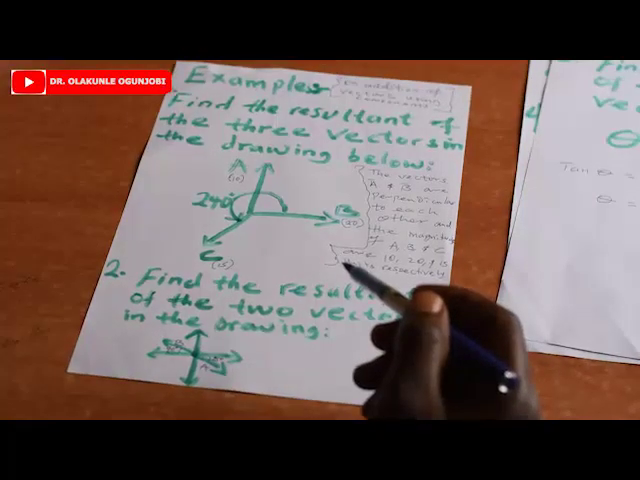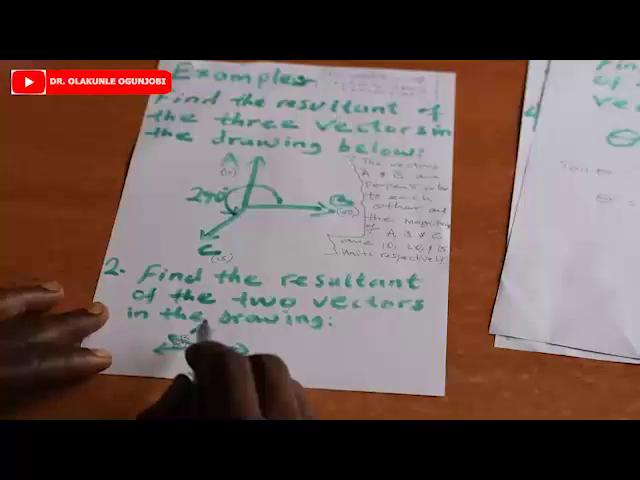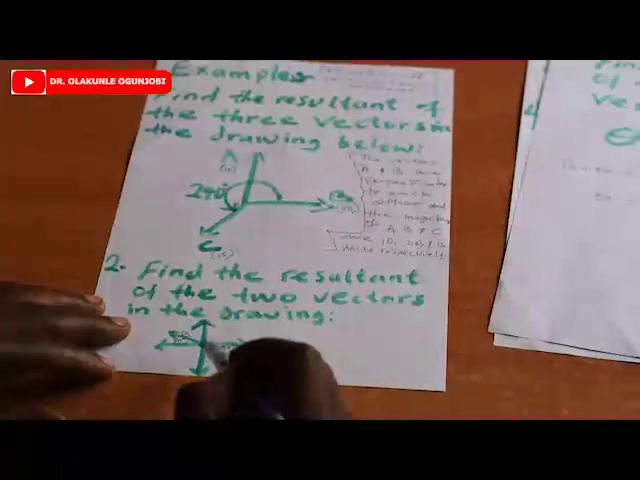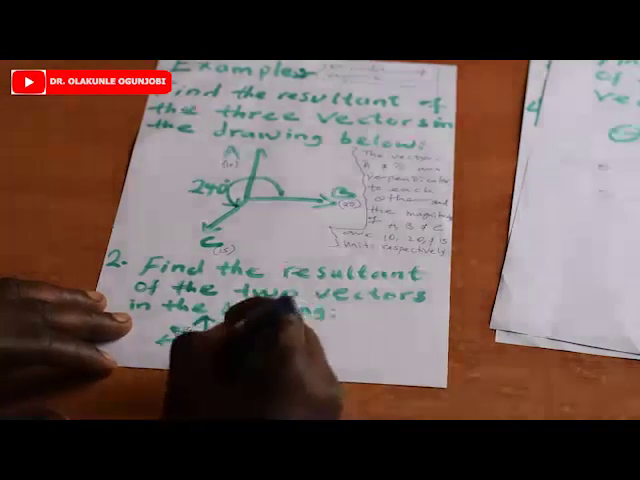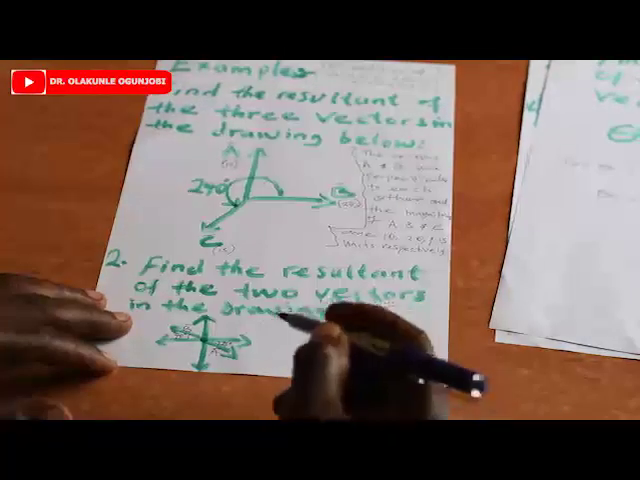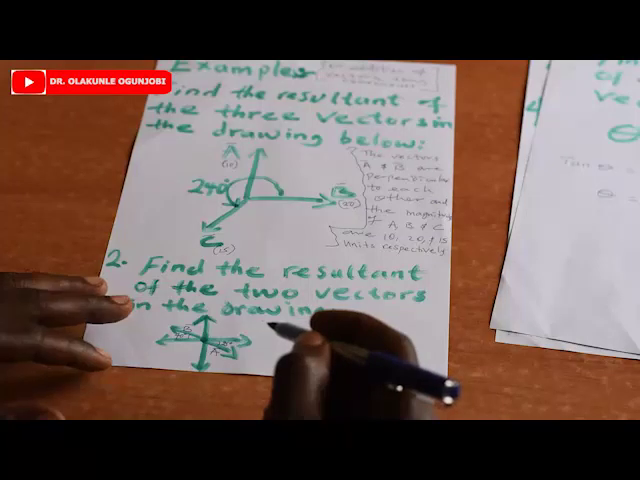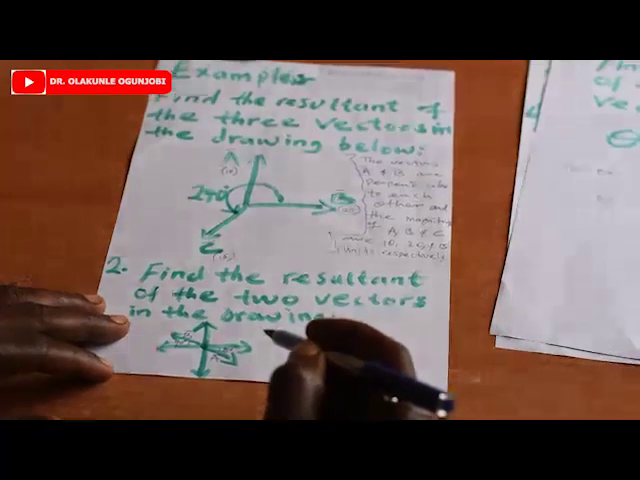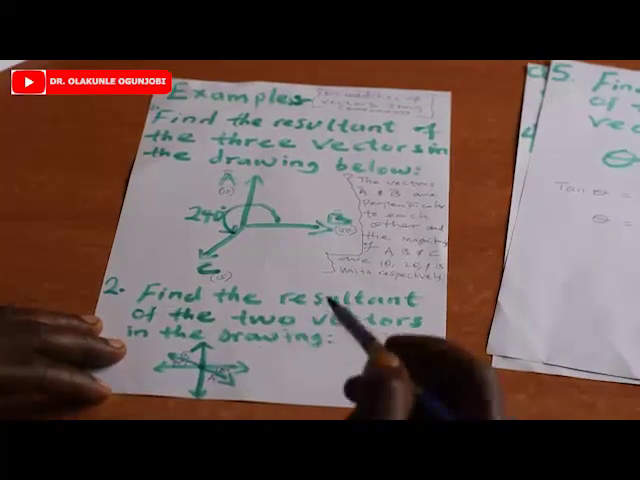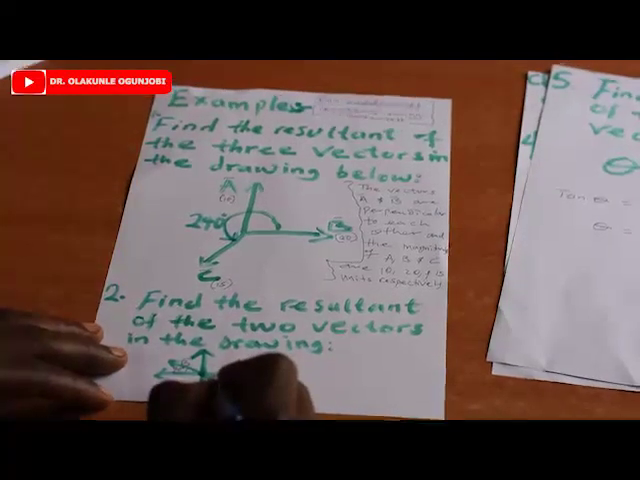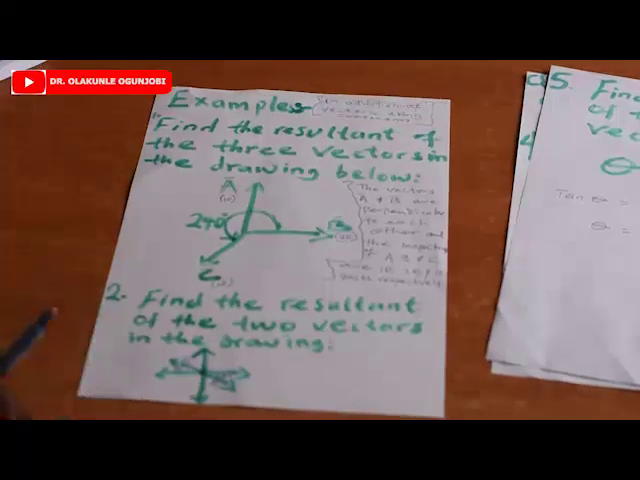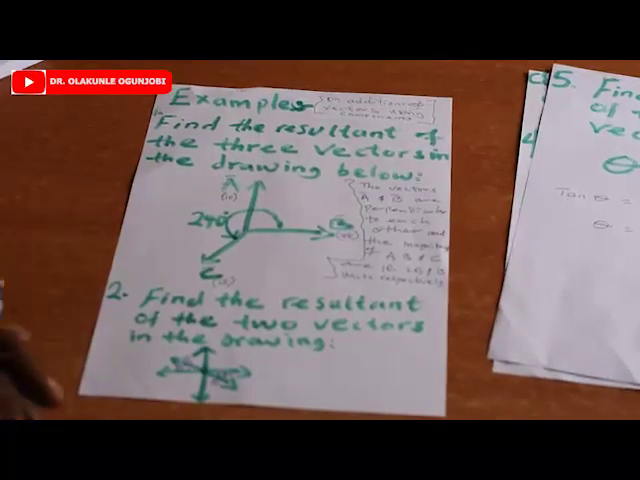Go through the comment section and let's see. So number 2, you can also find the resultant of two vectors. In this case you have three vectors, but here you have just vector A and vector B. So maybe we should do it like this for uniformity. You can find the resultant of the two vectors in this drawing. Let's say vector A makes an angle of 25 degrees with the positive x-axis, and vector B makes an angle of 40 degrees with the negative x-axis.